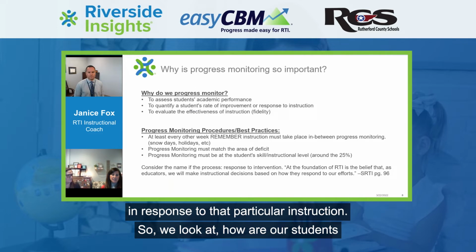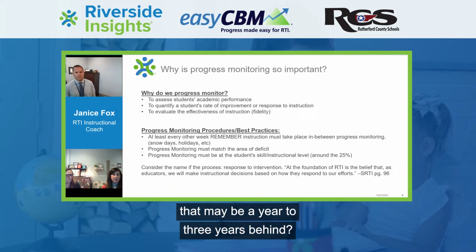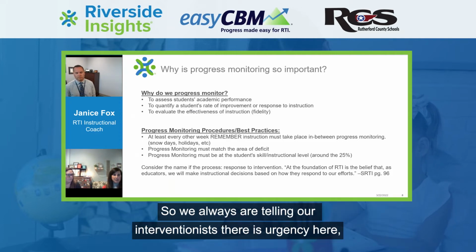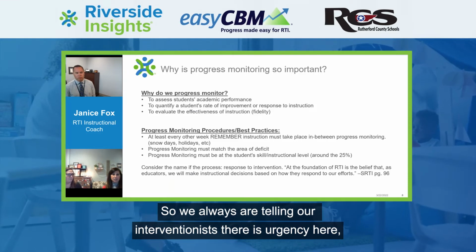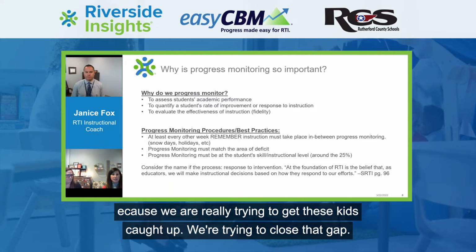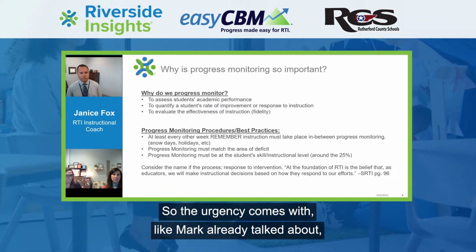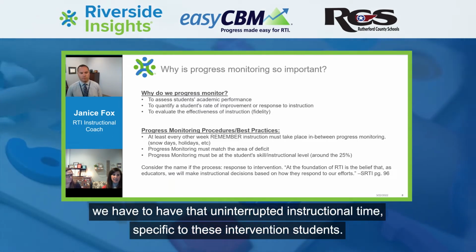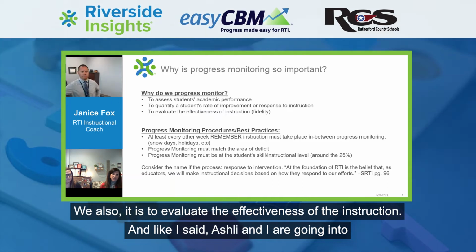So we look at how are our students that may be a year to 3 years behind, what is their rate of improvement compared to a grade level student's rate of improvement. So we always are telling our interventionists there is urgency here because we are really trying to get these kids caught up. We're trying to close that gap. So the urgency comes with, like Mark's already talked about, we have to have that uninterrupted instructional time specific to these intervention students. We also, it is to evaluate the effectiveness of the instruction.